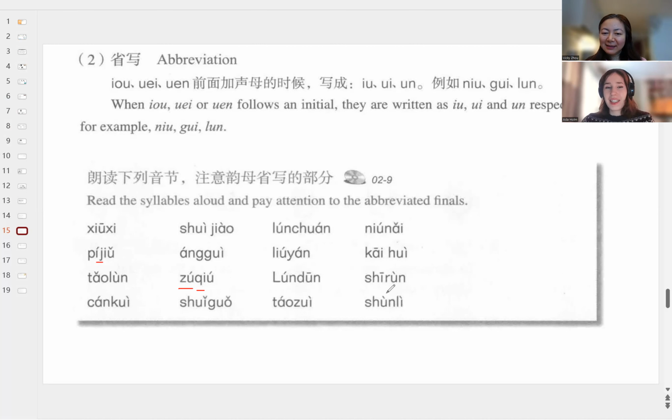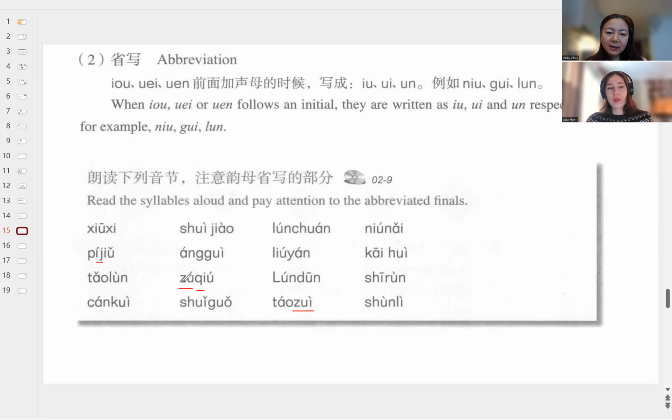London. 湿润. 对的, 湿润. 惭愧. 惭愧, 对的. 水果. 对的. 陶醉. 对的, 陶醉. Then 顺利. 顺利, 好. 顺利就好.